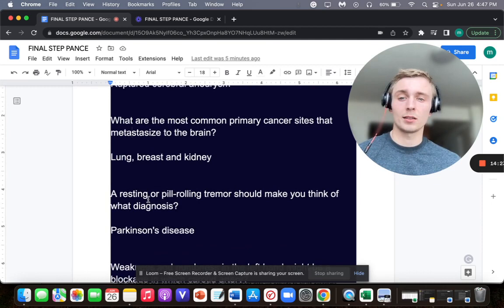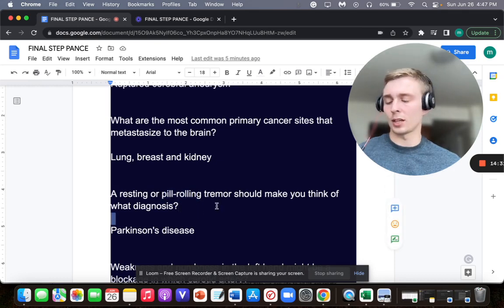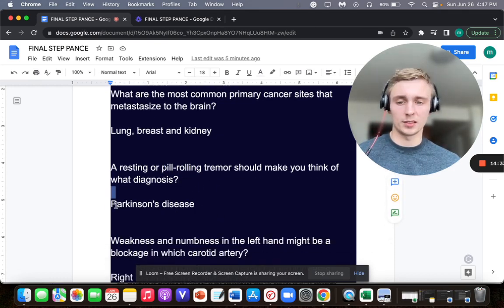A resting or pill rolling tremor should make you think of what diagnosis? That's going to be Parkinson's disease. So Parkinson's disease: pill rolling tremor, also shuffling gait, and postural instability.